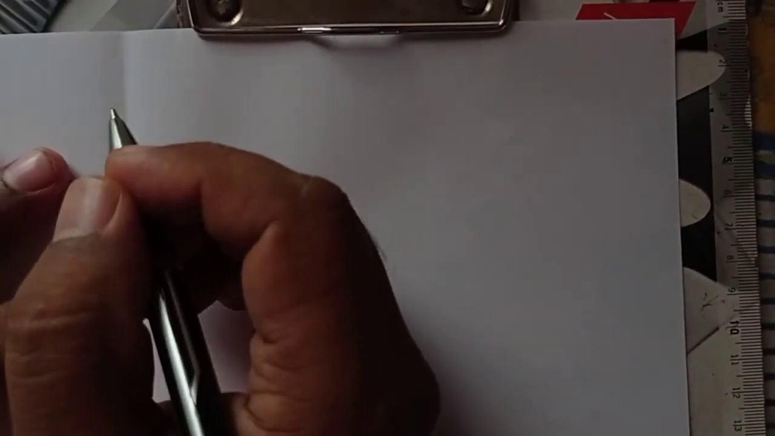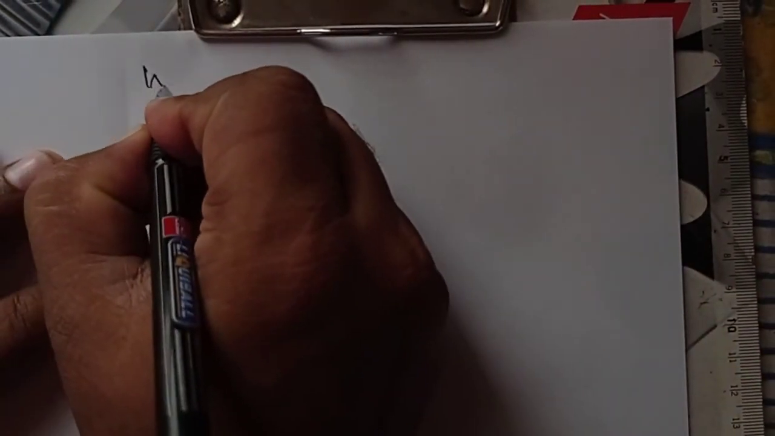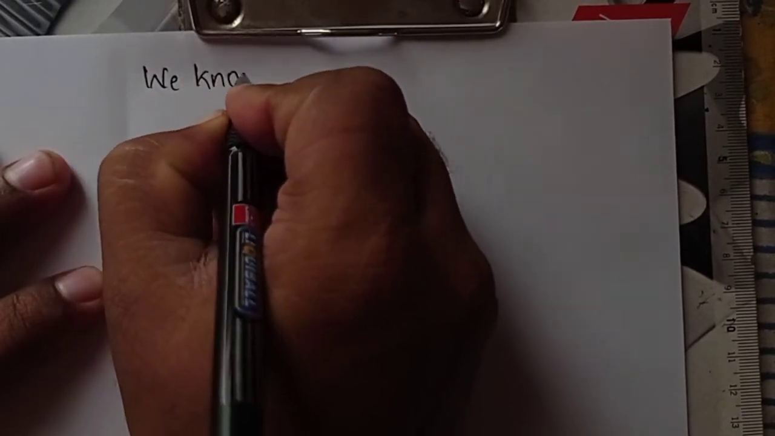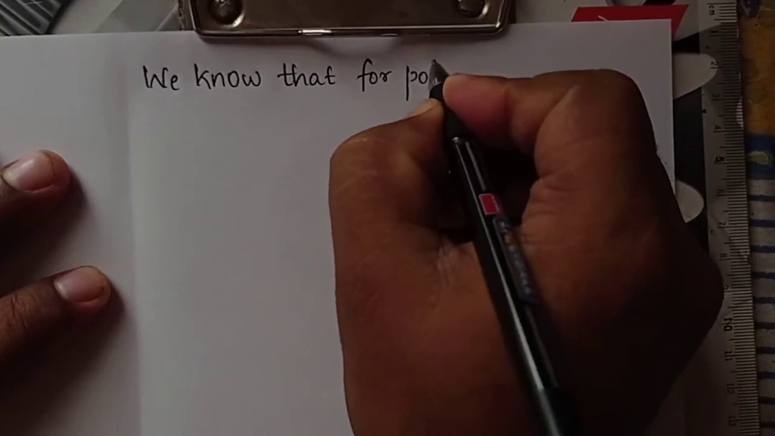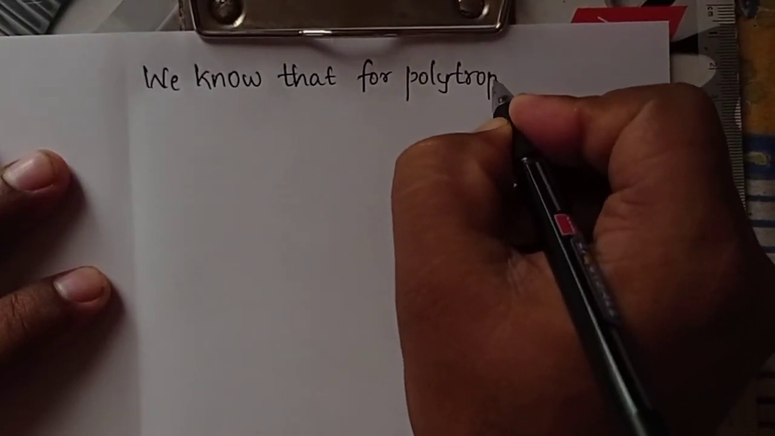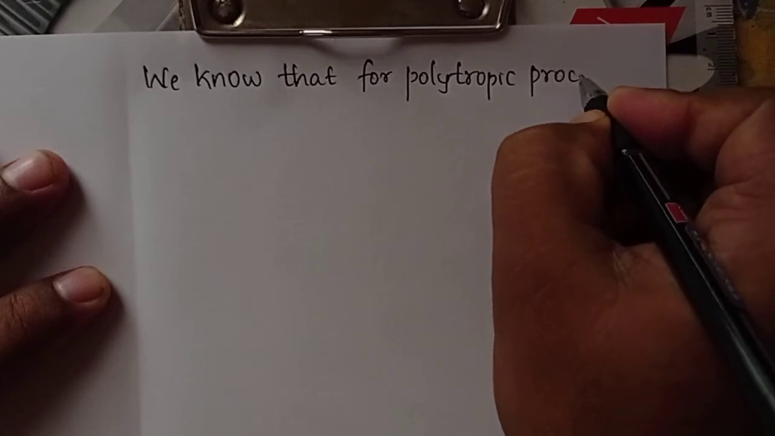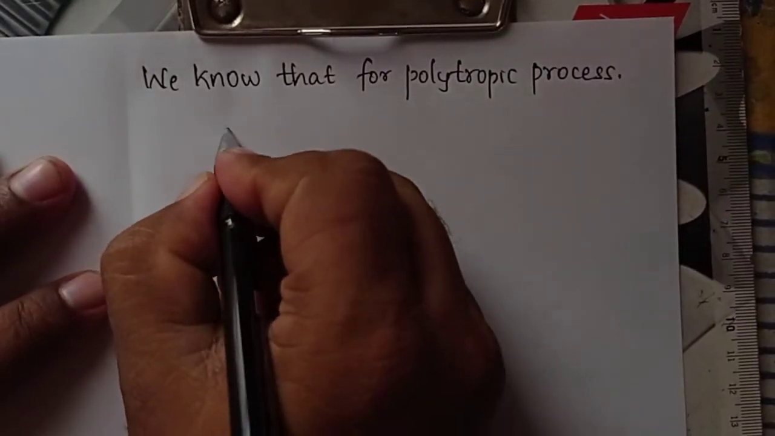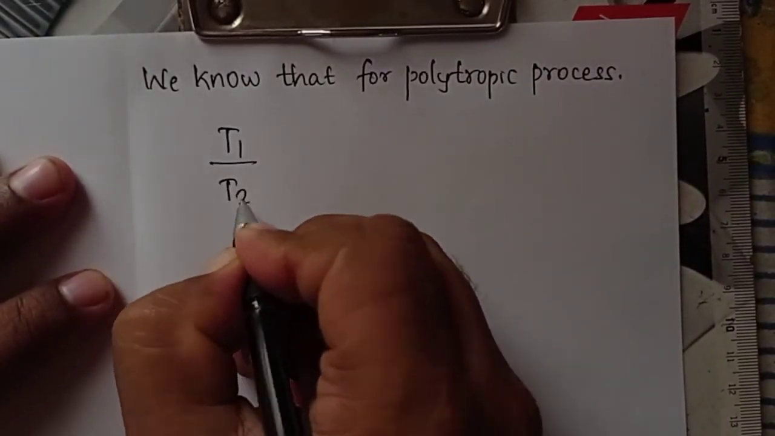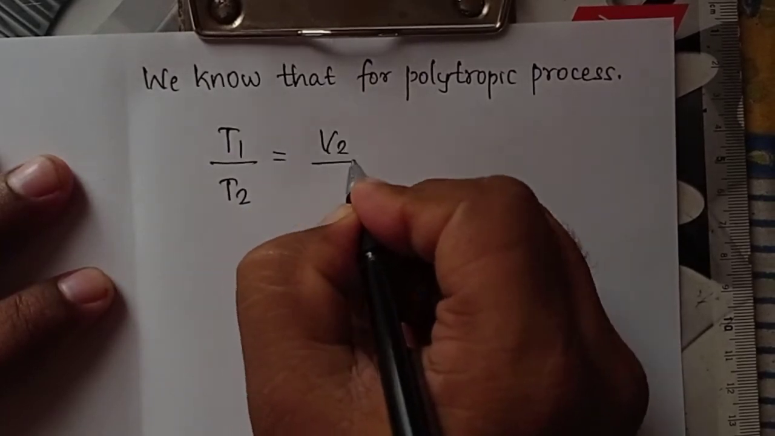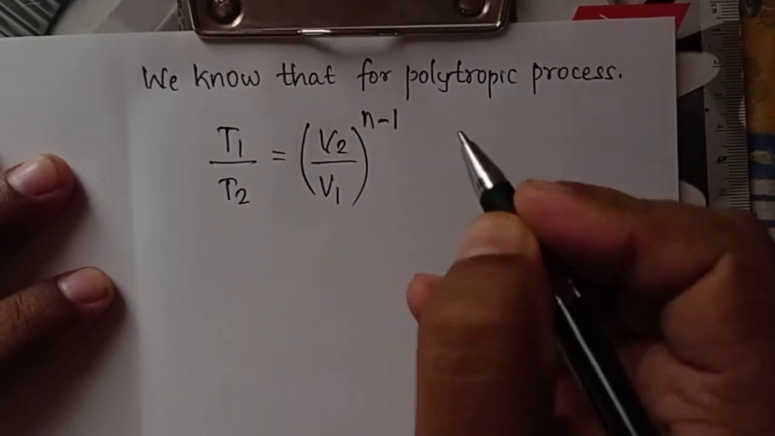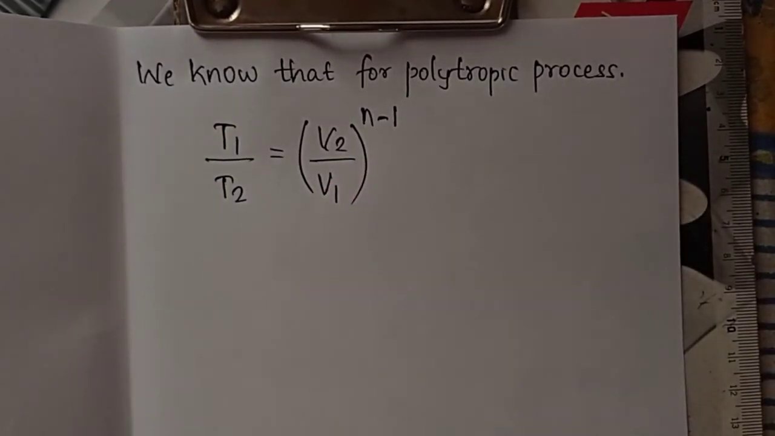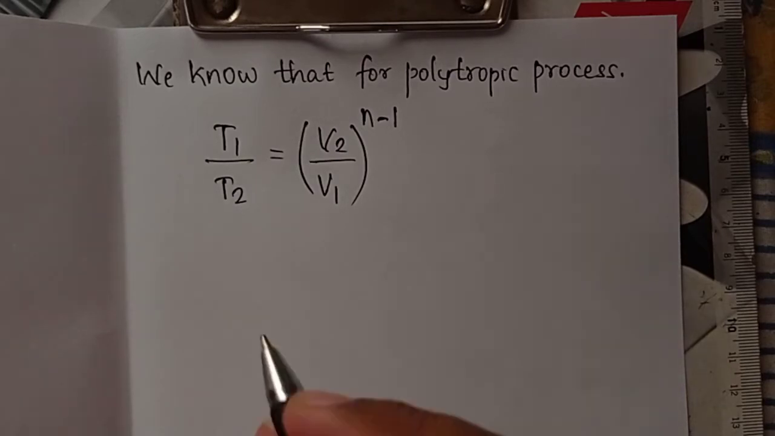So what we will do, we will take up first the PVT relationship for the adiabatic process. We know that it is a polytropic process. For a polytropic process, T1 by T2 is (V2 by V1) whole raised to n minus 1. So these PVT relationships you need to remember. This is what I have said in the previous classes.